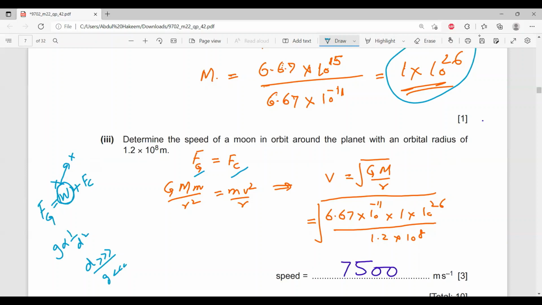So Fg is equal to Fc. So G M m over R squared equals m v squared over R. The m cancels and one R cancels, so v is equal to the square root of G M over R. The G value, the mass we have calculated, and the radius is given here. After calculation, the answer is 7,500 meters per second. This is the speed.